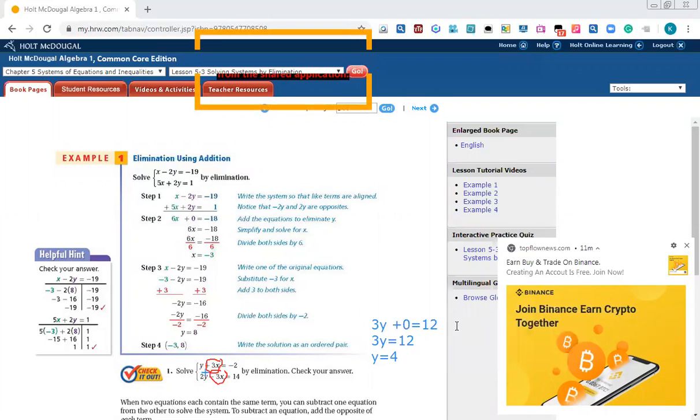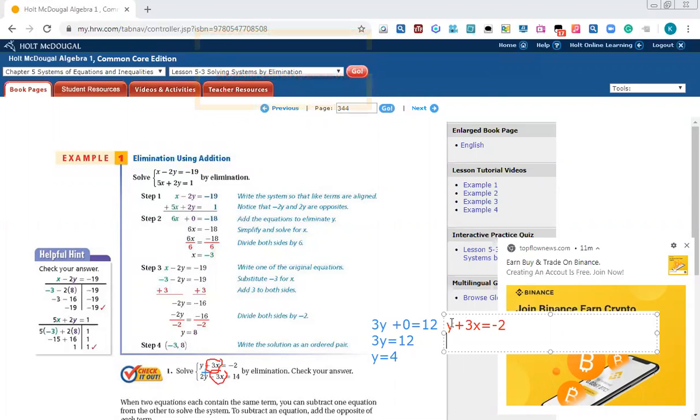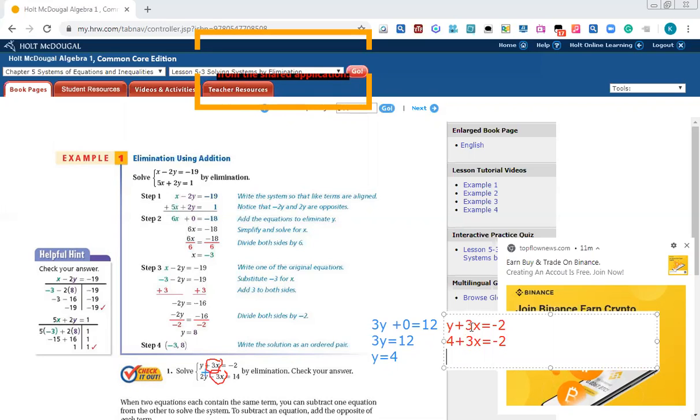Now what do we have to do? Now we have to substitute y in any equation. So let's substitute y in the first equation. Okay? y plus 3x equals minus 2. So what is the value of y? 4. So 4 plus 3x equals minus 2. So we have to find x. So subtract 4 from both sides, right? So 3x equals minus 2 minus 4.